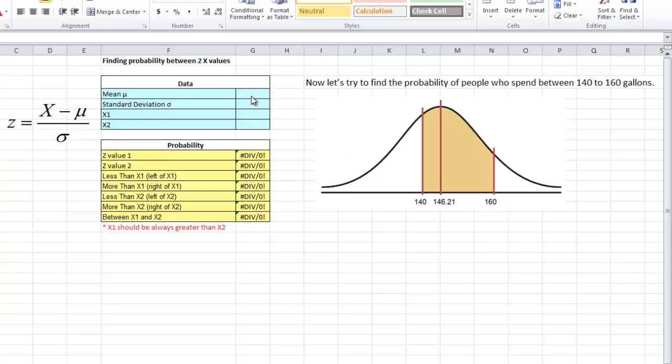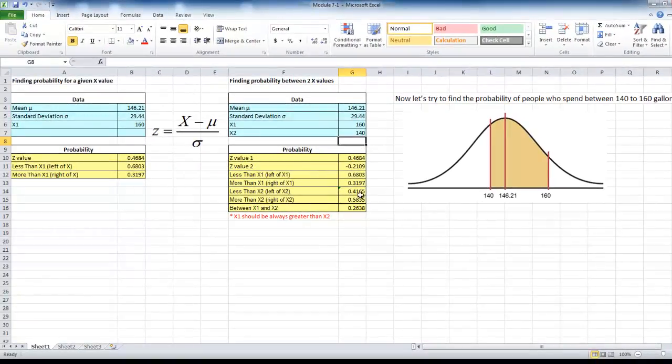Now the mean doesn't change. We have the same mean, 146.21, and the standard deviation 29.44. x1, don't forget, x1 should always be greater than x2. So x1 is 160 and x2 is 140.